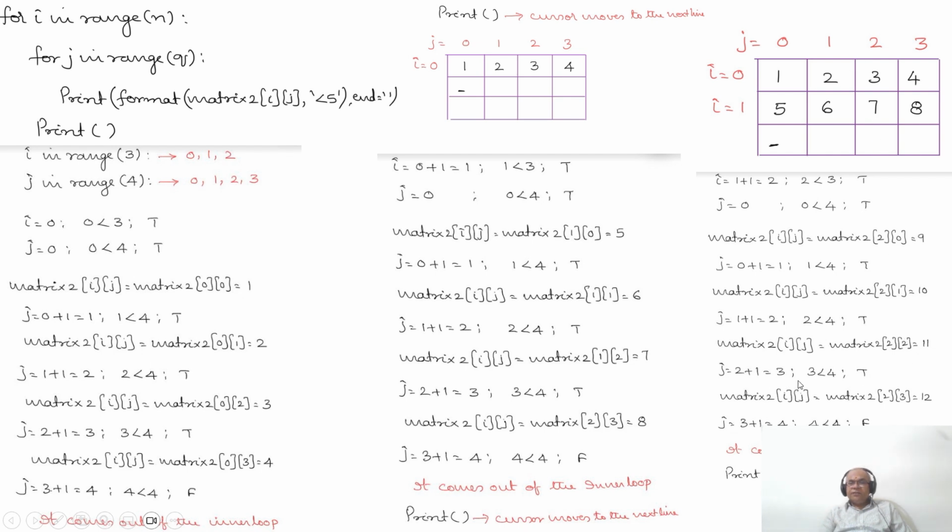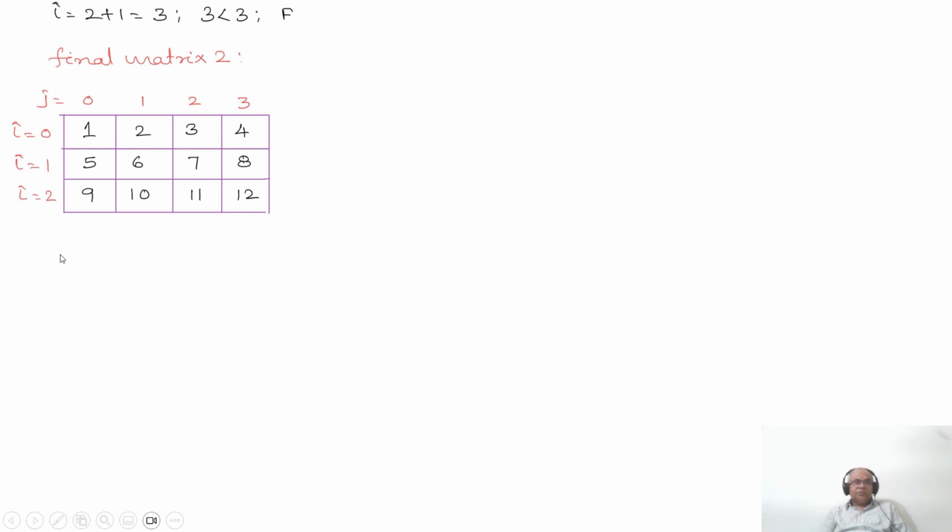Then j is equal to 2 plus 1, it becomes 3, 3 is less than 4, the condition is true. Matrix 2 of 2, 3, it becomes 12. j is equal to 3 plus 1 is equal to 4, 4 is less than 4, the condition becomes false. So it comes out of the inner loop, goes to the print function, and the cursor moves to the next line. Then i is equal to 2 plus 1, it becomes 3, 3 is less than 3, the condition becomes false, and it comes out of the entire loop.